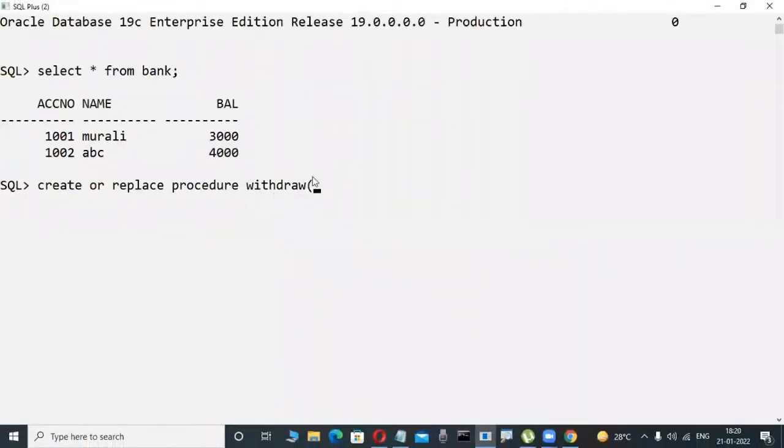Now here, create or replace procedure withdraw. Suppose here I'm passing an account number. Okay, fine. Account number I'm passing, and the amount also I'm passing, because I try to withdraw, like with an ATM card. Here I'm passing an amount. Now some coding is there. I want to find out a balance. Whenever we insert an ATM card, we try to retrieve and check the balance.